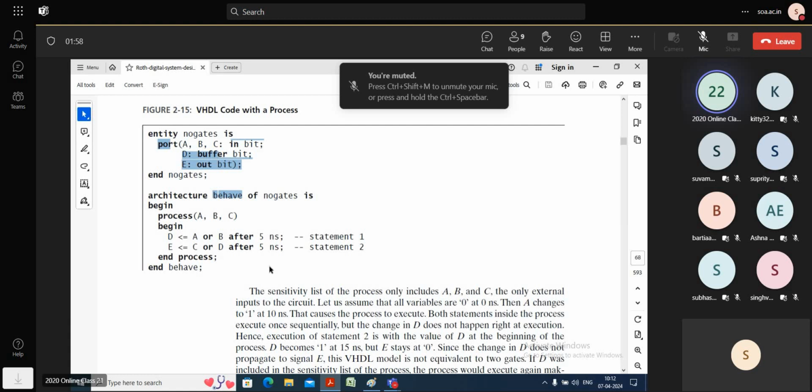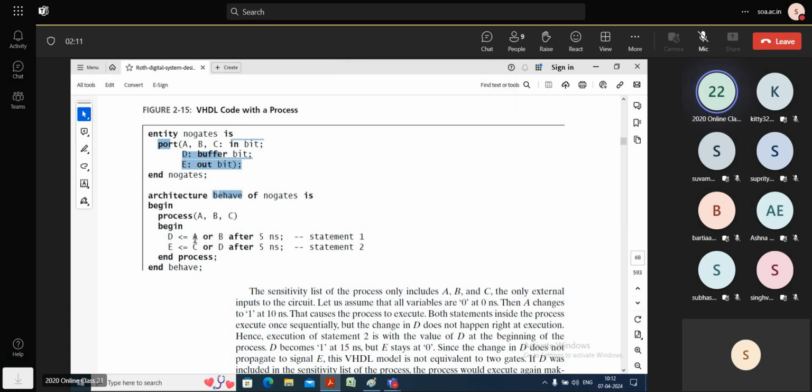Now you know that these statements will be executed sequentially. But the change in D does not happen here, because you can see that D equals A or B. The value of A is changed to 1, the B value is 0, so 1 or 0 is equal to 1. But here we have written what? After 5 nanoseconds. We have given a propagation delay.